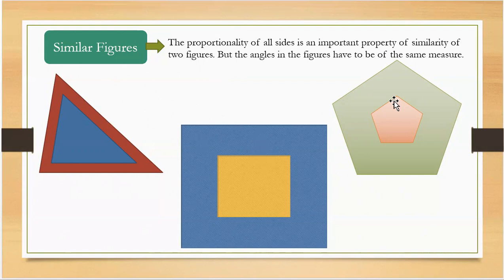You can take two circles also, but the proportionality of the sides, the sides which are there, they are in proportion. There is some ratio, there is some relation. Proportion means there is some relation in the sides of both the figures. What is that relation? That we'll figure out later. But the second line is important: the angles in the figures have to be of the same measures.